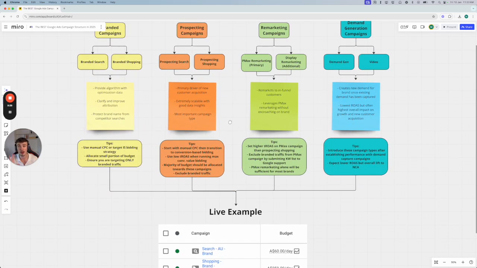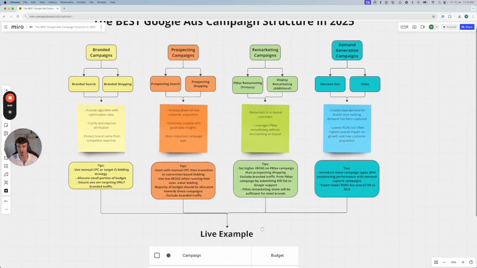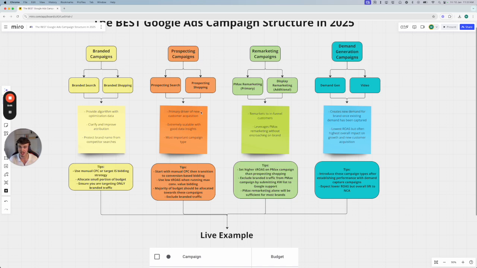By the way, quick note, I will be giving you a live example, walking you through one of the accounts I'm managing right now, which is this exact structure in the account, and I'll show you exactly how it works.